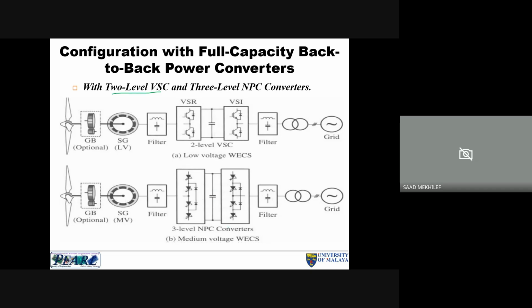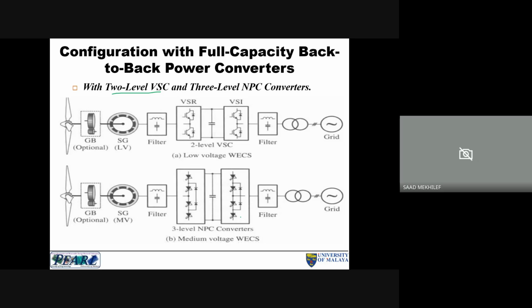The best topology to use, especially when you're having a full power converter, is the one with the fewer number of switches. When we have multi-levels, I know multi-levels is good, but the number of switches increases. When the number of switches increases, the complexity of the control increases. And in terms of reliability, the probability of failure increases. So that's why the 2-level voltage source converter is usually the dominant converter in industry, because they use fewer switches.